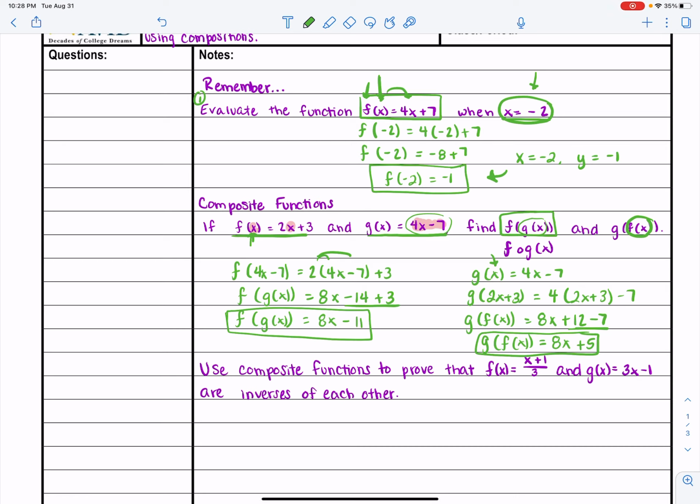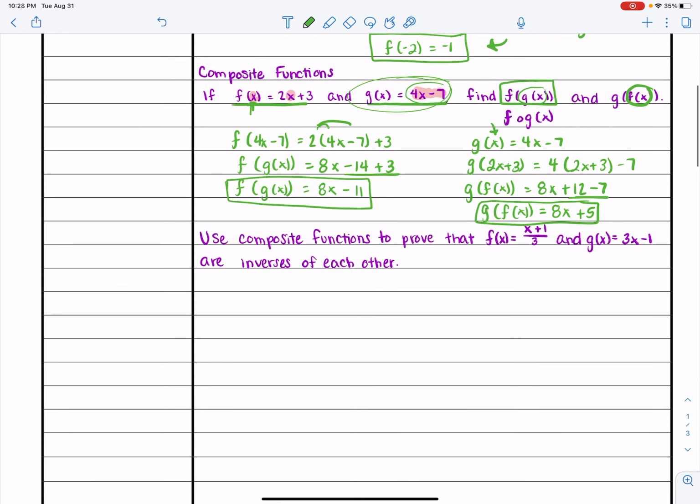Okay, so basically composite functions means just like you could take a normal input, plug it into a function and get an output, you can do the same thing with entire functions. So I can take this entire function, put it inside of another, and then find what I get out from that. So it's kind of cool. You're just moving things together.